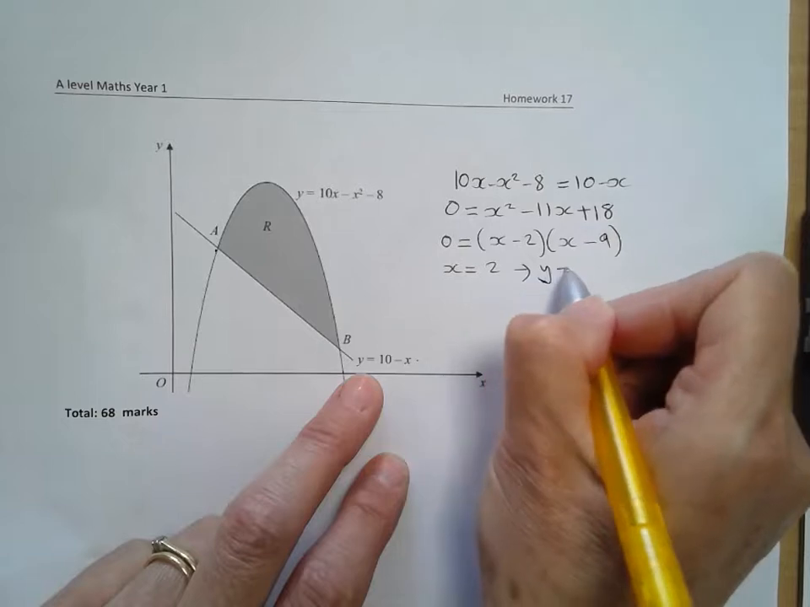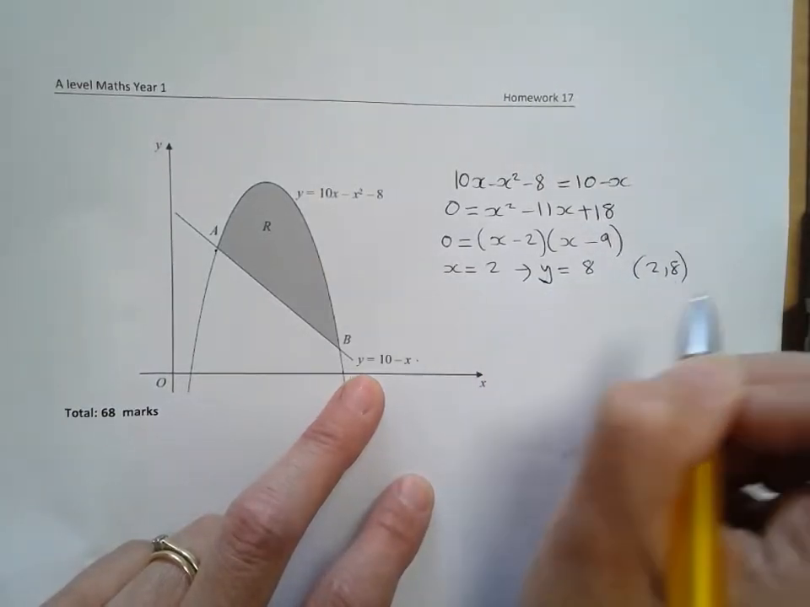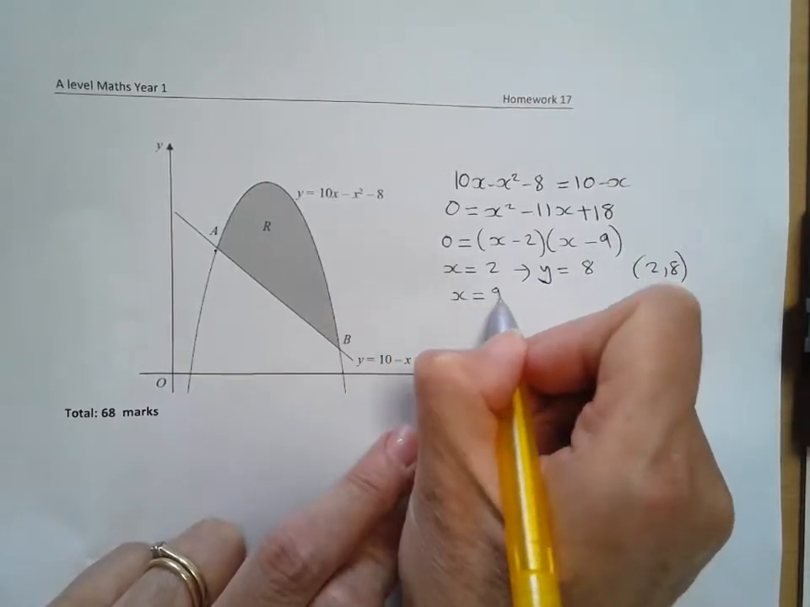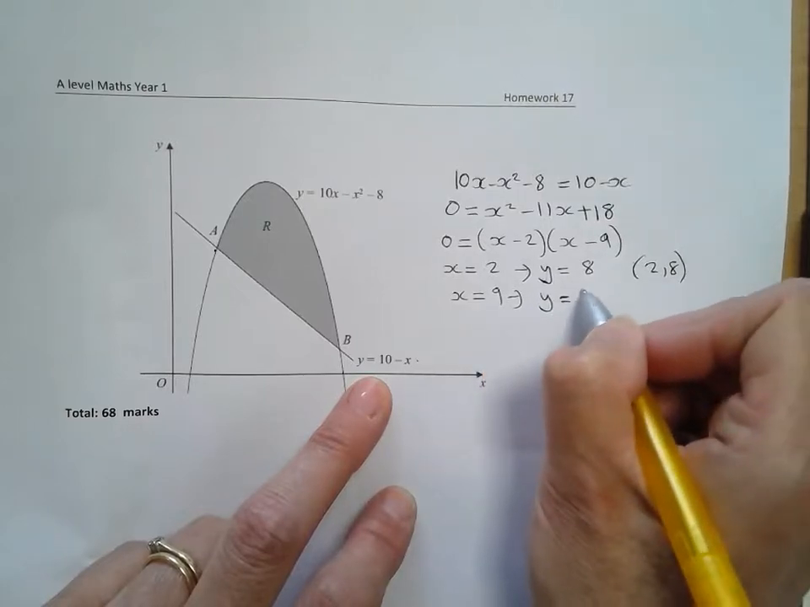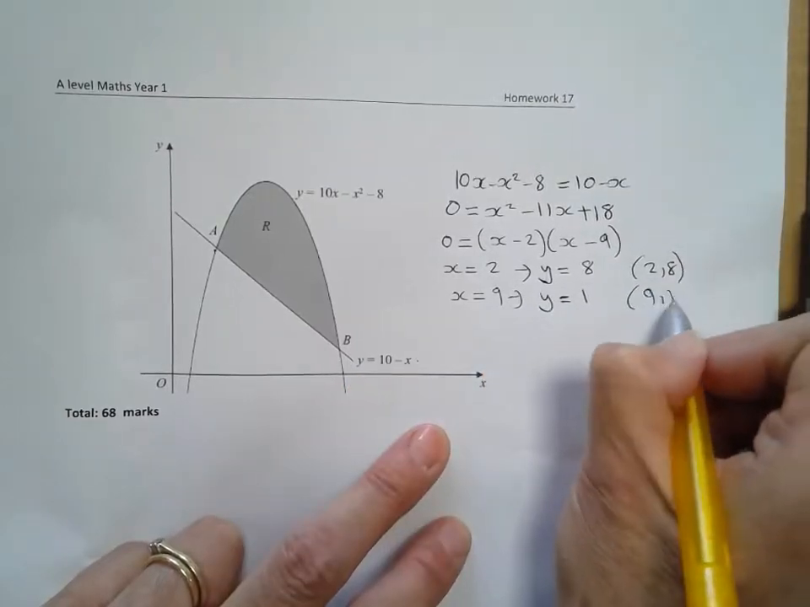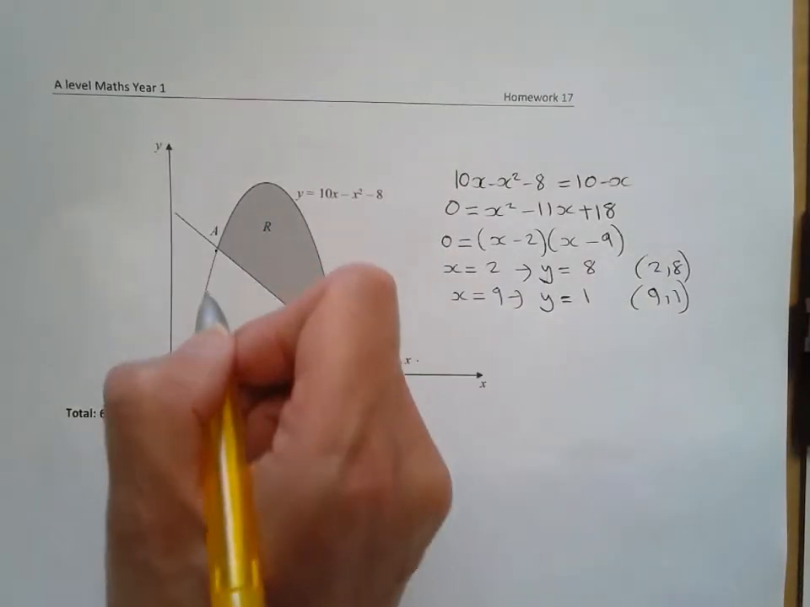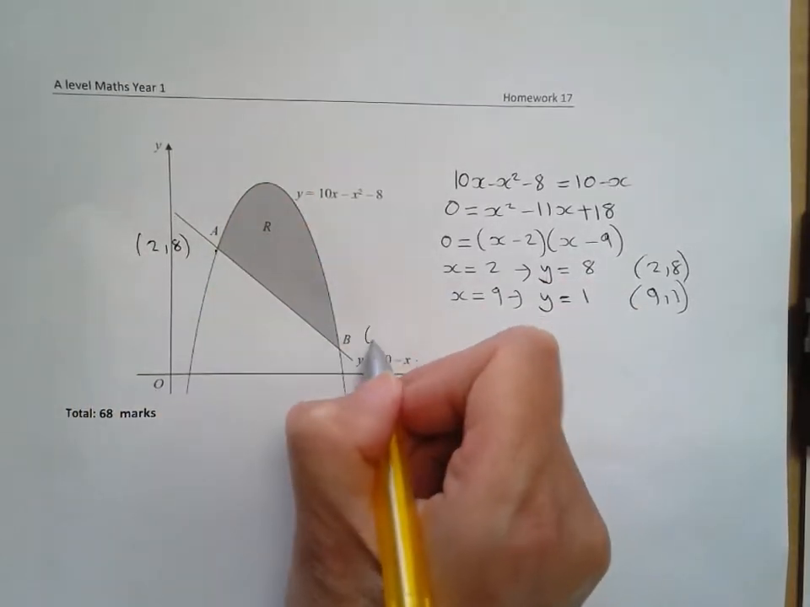I've got y equals 10 minus 2, so that will be 8. And have a look at my other solution. x would be 9. Again, plugging it into here, y equals 10 minus 9, so that's 1. So my points A and B I've found: (2, 8) and (9, 1). So A is going to be (2, 8) and B is going to be (9, 1).